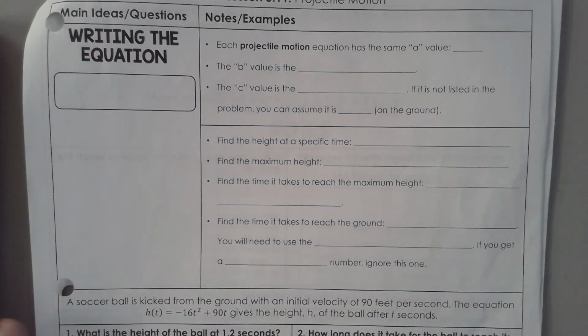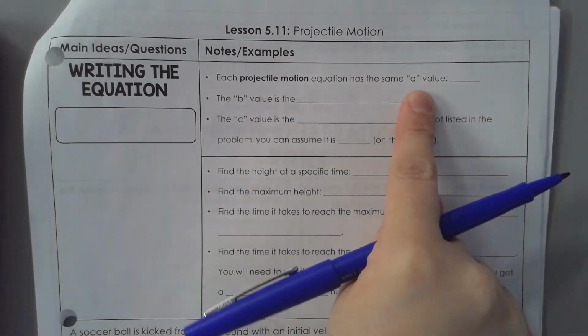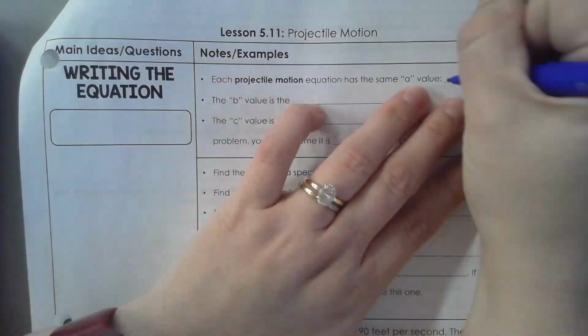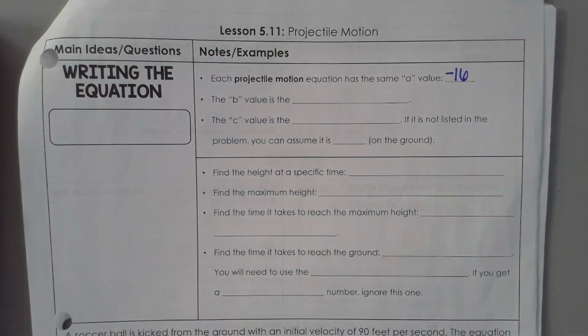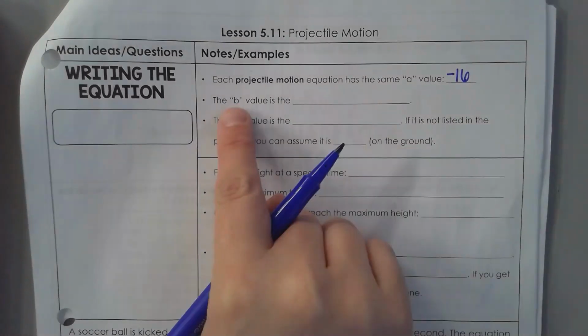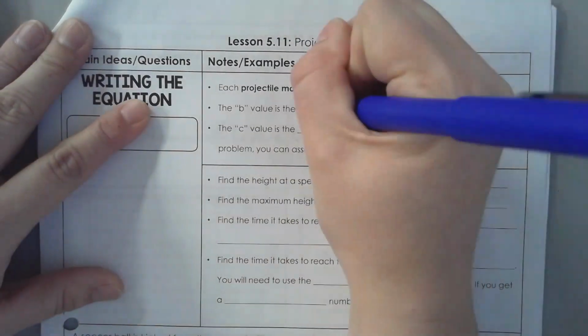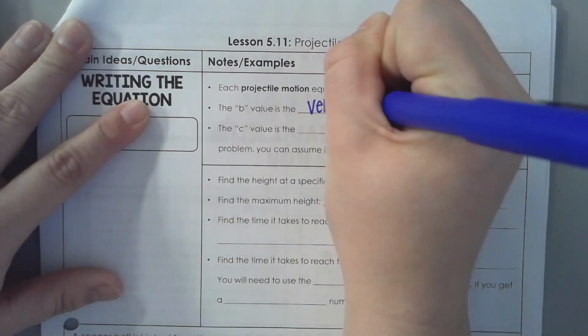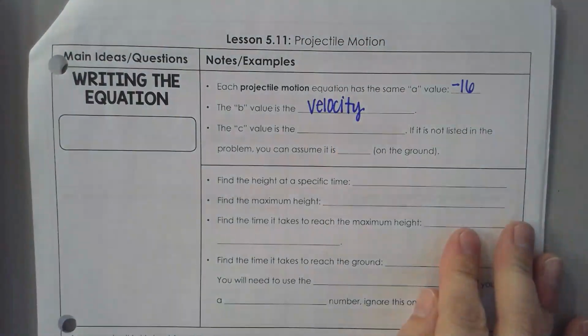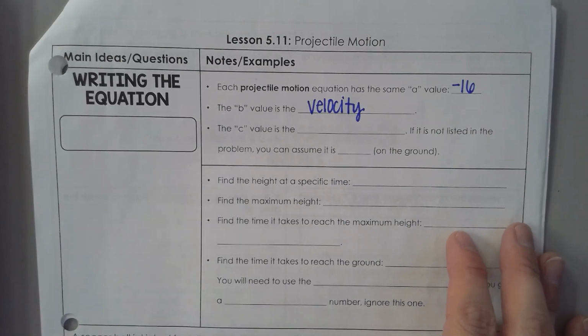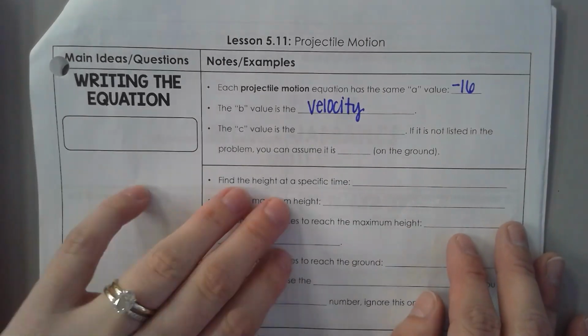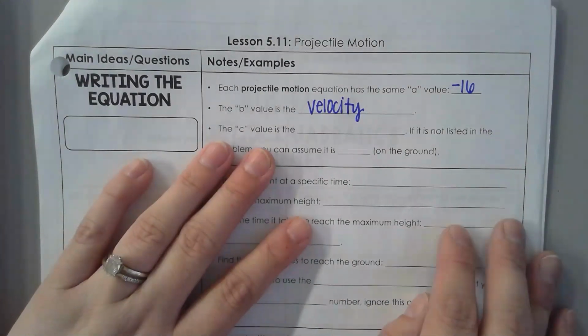Equations always have the same a. The very first number is always negative 16. There's some science, has to do with gravity, velocity, that makes it negative 16. The b is always the velocity. So your problem, if it does not give you an equation, it will give you a velocity. And then it may give you a starting height, which would be your c.